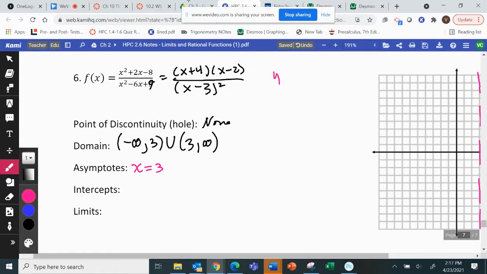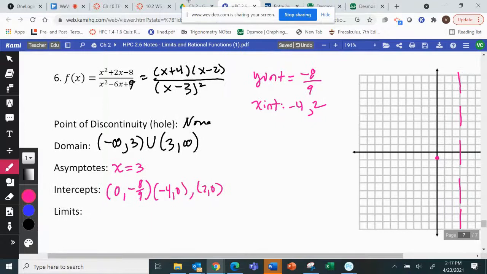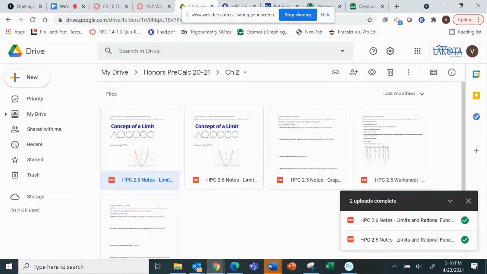Intercepts, the y-intercept would be negative 8 over 9. So 0, negative 8/9. X-intercept, we would have negative 4 and 2. I don't know why that keeps happening.